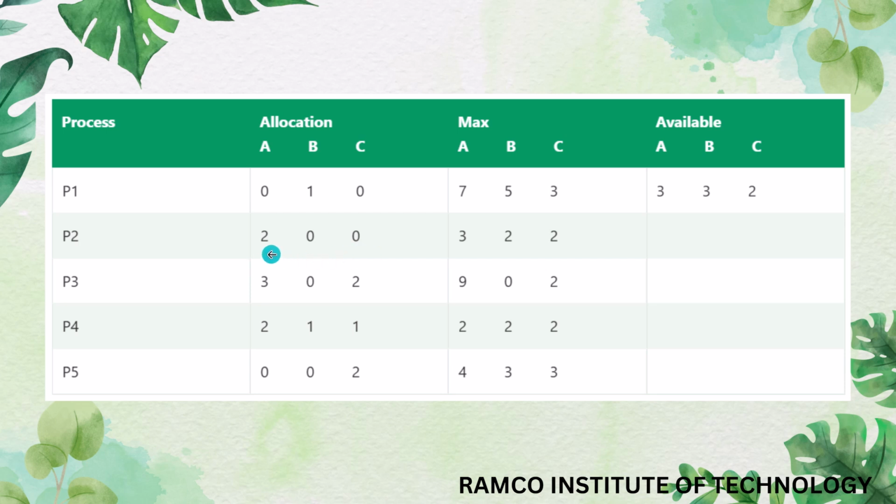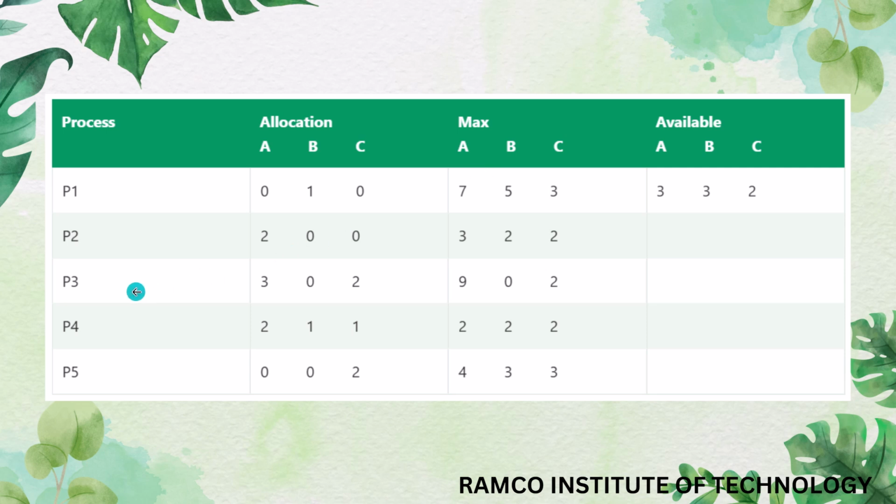Here 2 instances of resource type A, 0 instances of resource type B, 0 instances of resource type C are allocated for the process P2. So the maximum resource instances are 3 instances of resource type A, 2 instances of resource type B and 2 instances of resource type C. So here we should not read it as the whole number 322. We should read it as 3, 2, 2 because each instance is from a different type of resource.